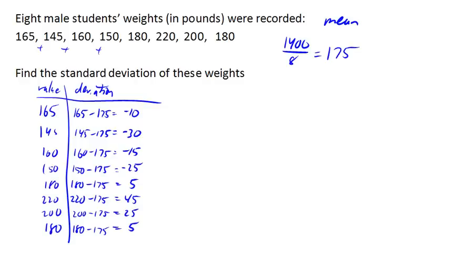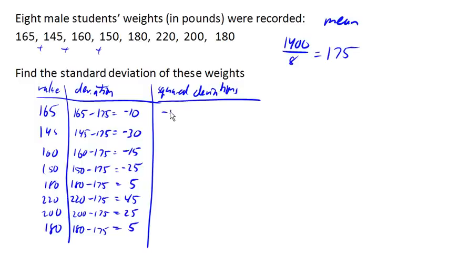So now that we have all the deviations calculated, we can find our squared deviations. We're going to do that by squaring each of these values. So negative 10 squared is 100. Negative 30 squared is 900. Negative 15 squared is 225. Negative 25 squared is 625, and when we square it, it becomes positive. 5 squared is 25. 45 squared is 2025. 25 squared is 625, and 5 squared is 25.